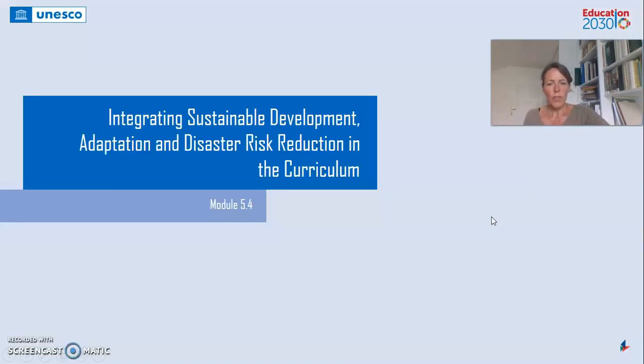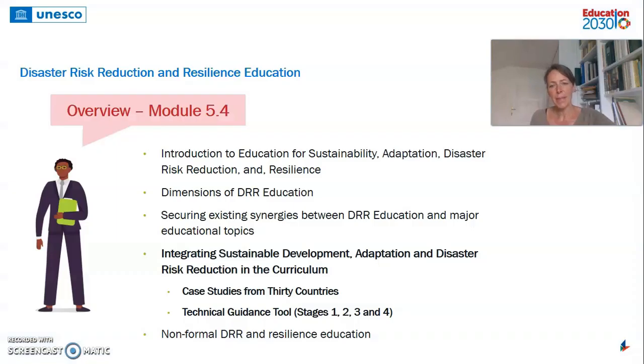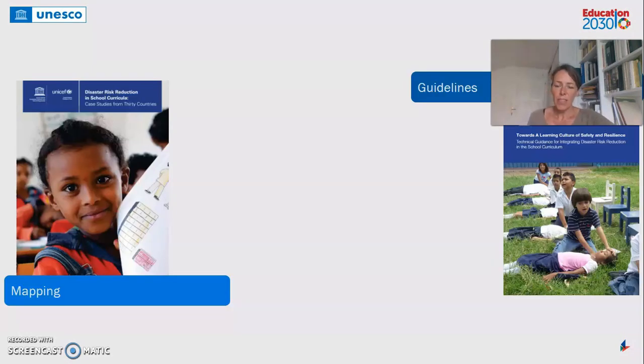In module 5.4, we are introducing different approaches to integrating disaster risk reduction in curricula. And the module is mainly based on two documents developed by UNESCO and UNICEF. The first one is a mapping study of DRR integration in school curricula in 30 countries. And the second one is a very technical guiding document that leads you through a step-by-step approach of curriculum integration of DRR.